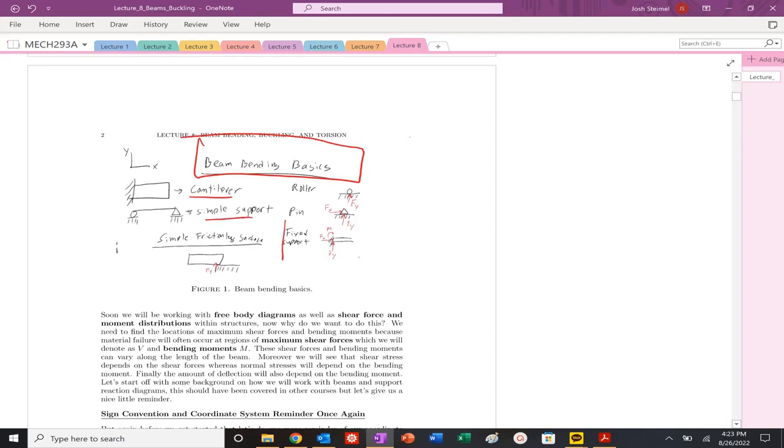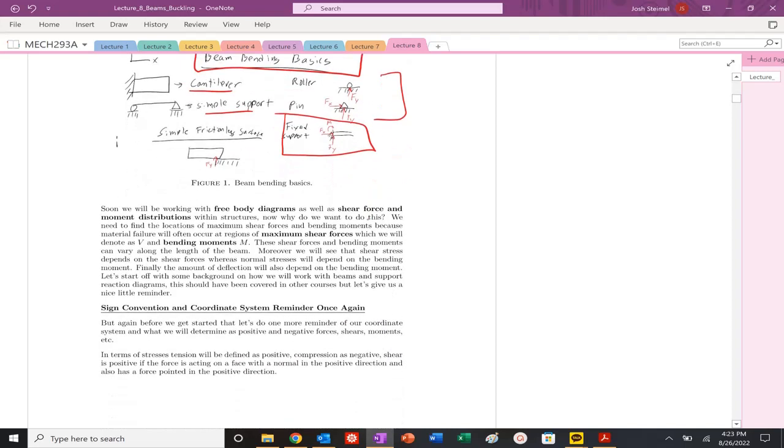You've seen this hopefully in statics and other courses, fixed supports, and we're going to look at this in the context of: are there reaction forces? Are there reaction moments? What are the boundary conditions when we're solving our fourth order ODE to figure out beam deflection, to find out maximum shear forces, maximum bending moments, and maximum internal stresses in our beam? So they're all going to be critically important.